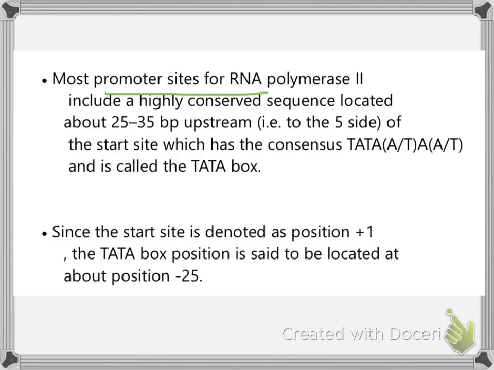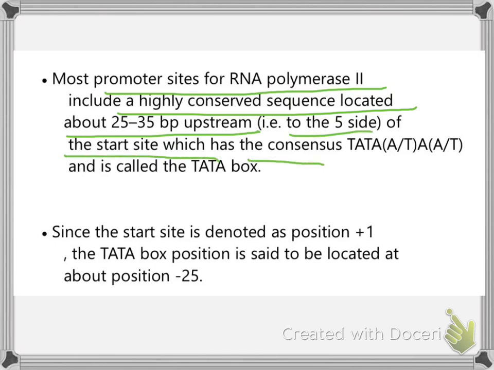And the promoter site for RNA polymerase II includes a highly conserved sequence. It is located about 25 to 35 base pairs upstream of the 5' end of the start site, which has the consensus TATAATAAT region and is called the TATA box. That is, the promoter site contains a 25 to 35 base pair consensus sequence known as the TATA box.